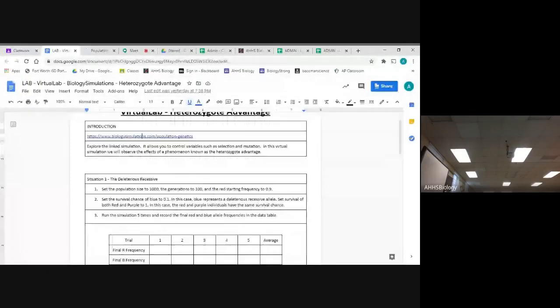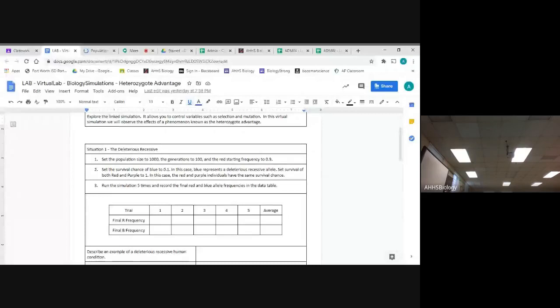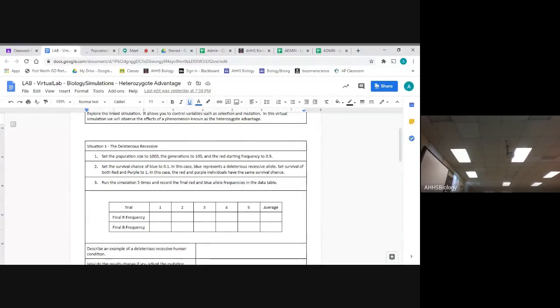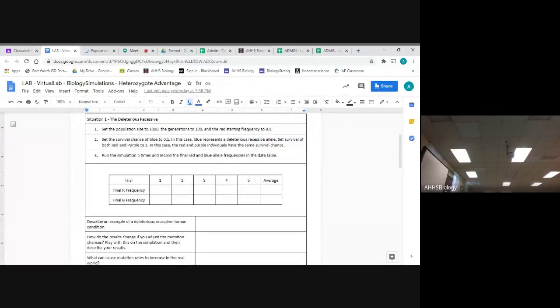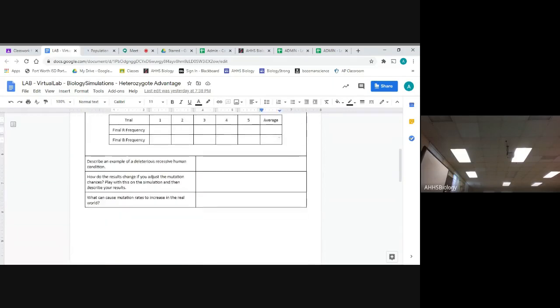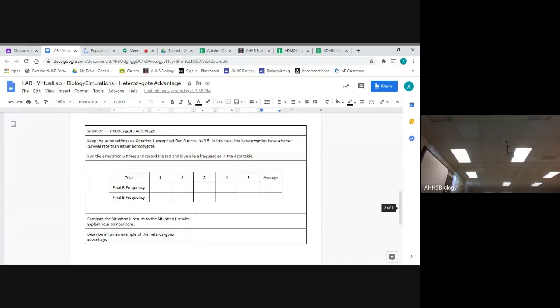All right, so the first one you're going to do is the deleterious. That means harmful, recessive. This is going to be just like sickle cell anemia. You're going to set the population size, and then you're going to run and record the final blue and red allele frequencies, and then we'll get the average right there after 5 runs. And then there's an example. And then we want to set the conditions to create a heterozygote advantage.